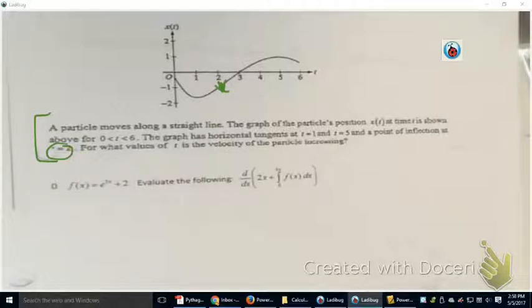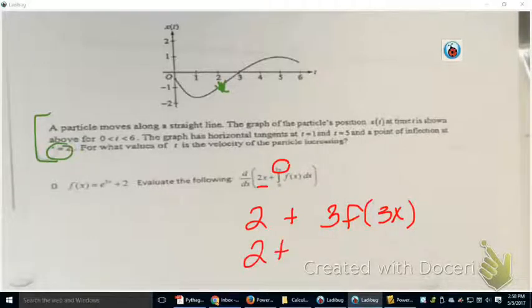Very last question. It asks you to find the derivative of that whole thing. The derivative of 2x is 2. The derivative of that whole thing, that's where we plug 3x into f of x, and we multiply by the derivative of 3x. It tells me in the equation what f of x is. So I'm plugging in 3x into the 3x. So we have e to the 9x plus 2.